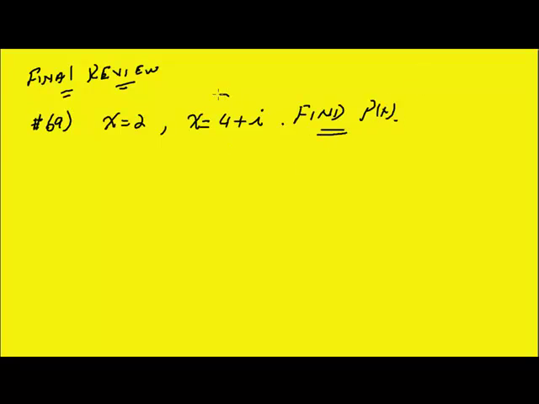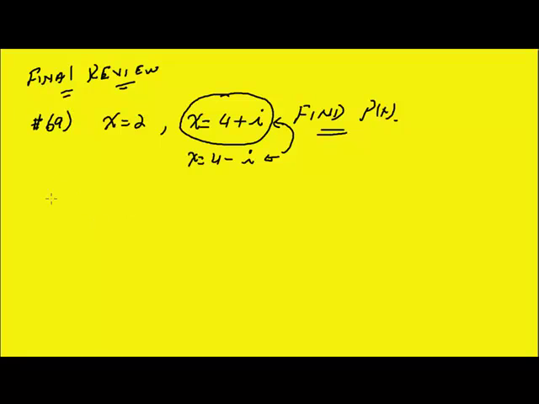Well, every time you have an imaginary value like this, there's another one that goes with it. So if they give you 4 plus i, then you're going to have x is equal to 4 minus i. They won't give that to you, but they'll give you one of the two. So if they give you the 4 minus i, then you know there is a 4 plus i.